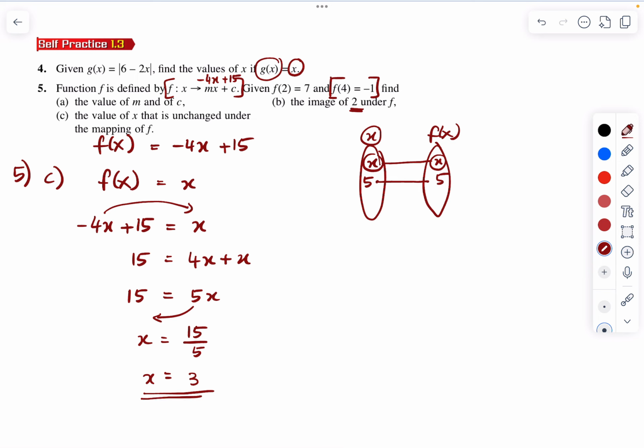This is the answer. Okay, so they can either say that the value of x is unchanged, or in other words they can say mapped onto itself. Okay, if the x and the f(x) is the same value, they will say it is mapped onto itself.